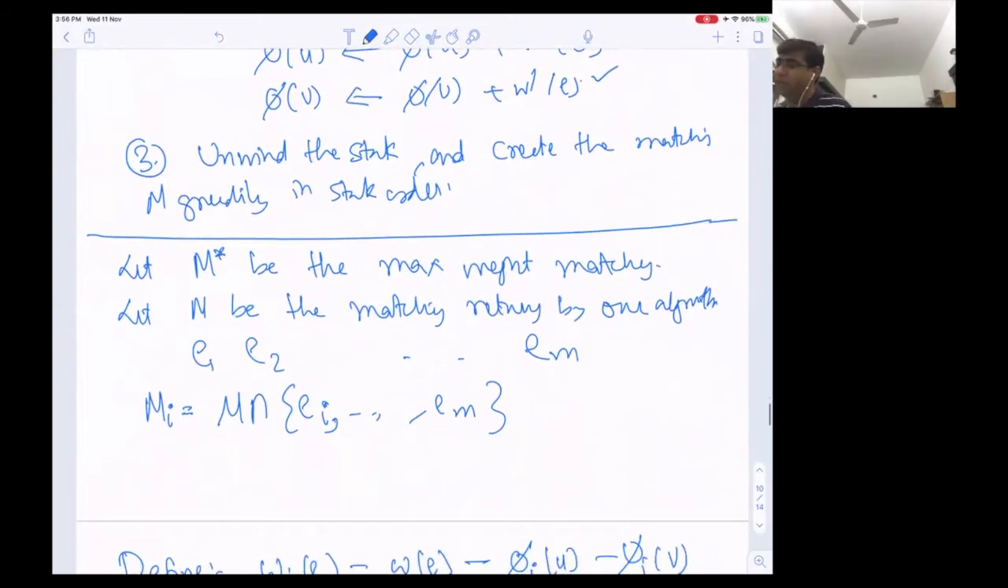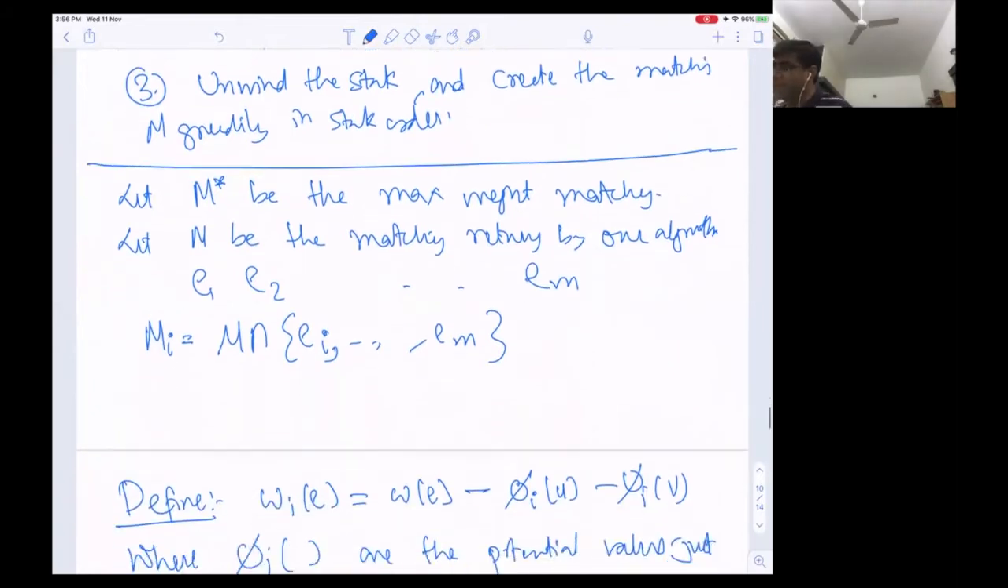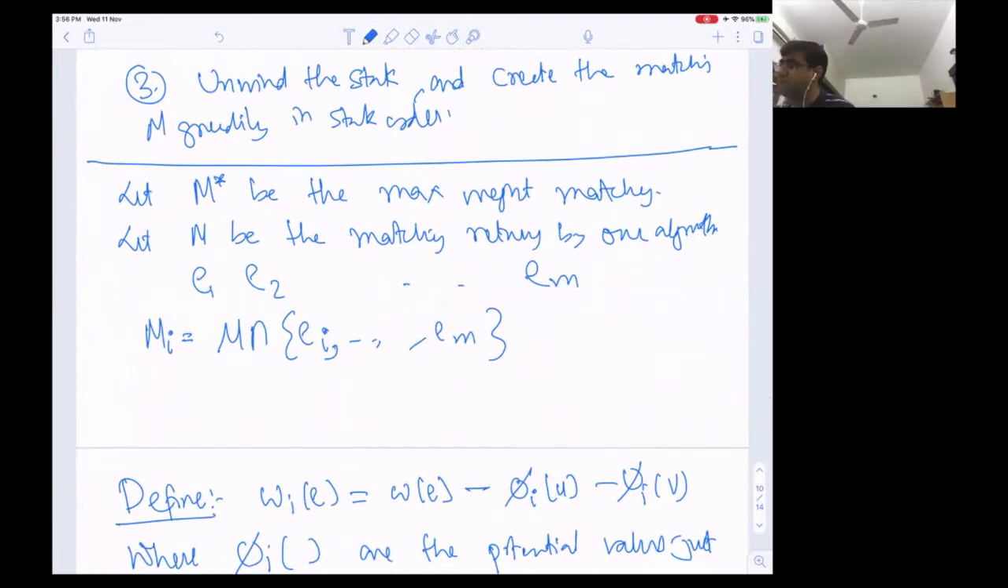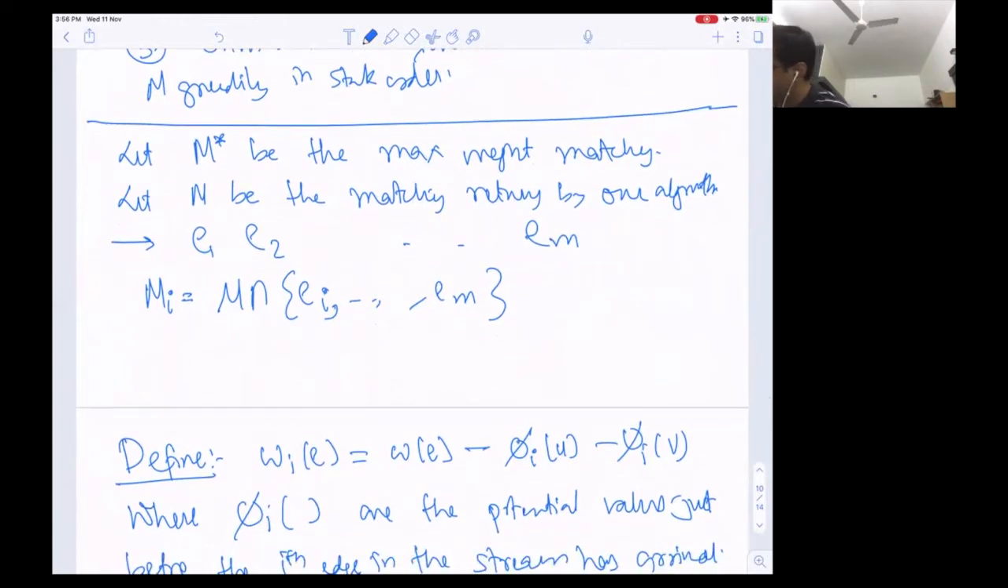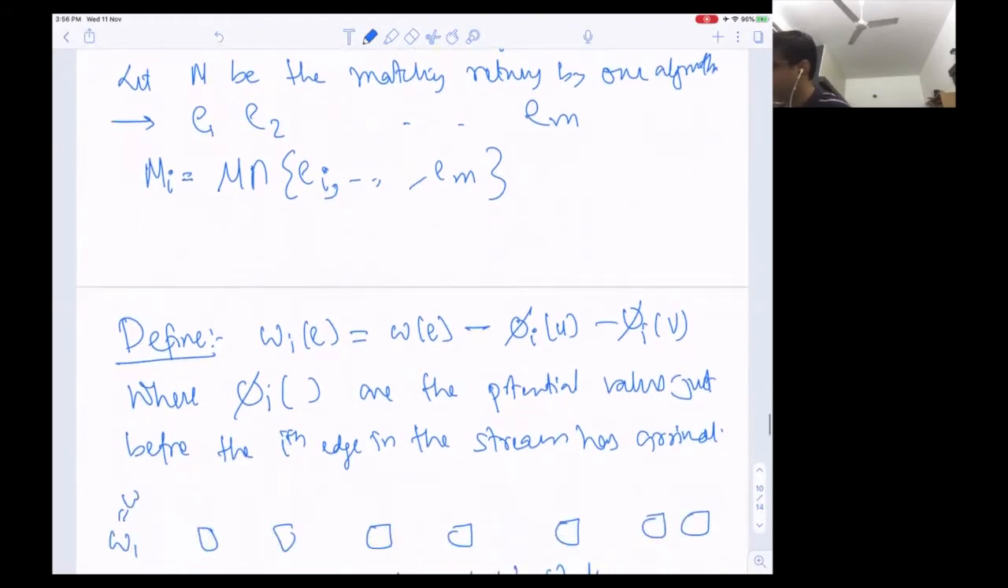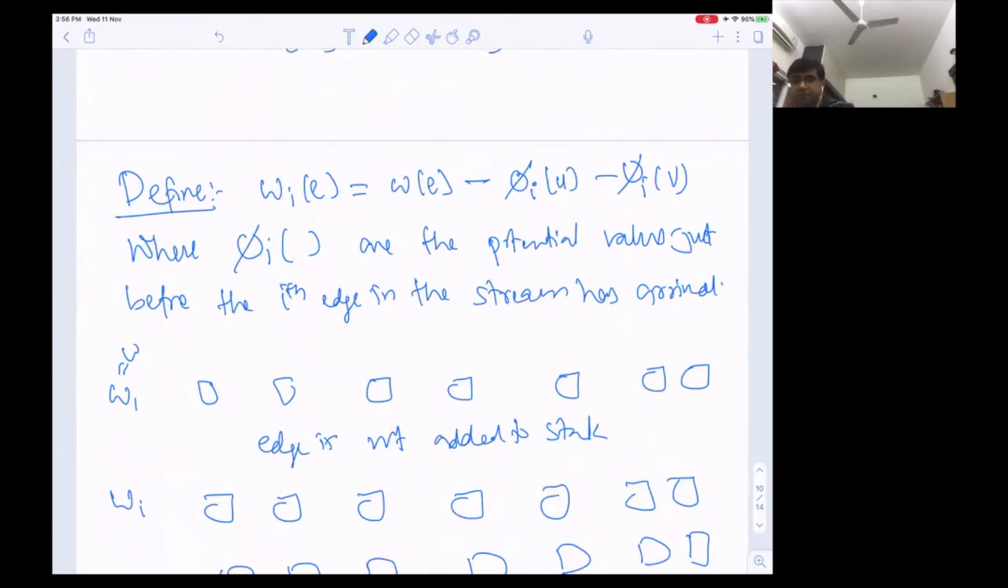Now we wanted to say that, look, by doing this, it is indeed a good approximation algorithm. So let M star be the maximum weight matching, and let M be the matching returned by our algorithm. Now suppose this is the order in which edges are coming: E1, E2, dot, dot, dot, Em. And what is Mi? Mi is M intersection Ei to Em. Now I defined a weight function. What is the weight function? Weight of Ei is weight of E minus phi of U minus phi of V, where phi i are the potential values just before the ith edge in the stream has arrived.